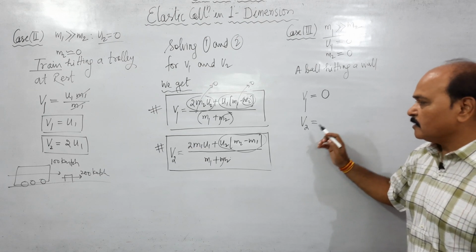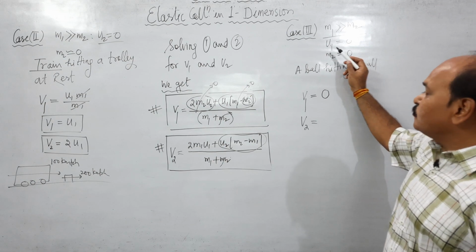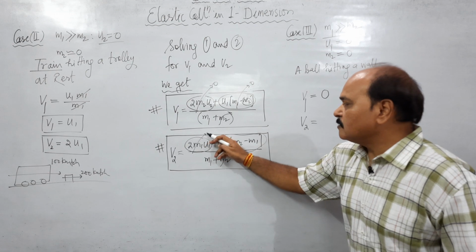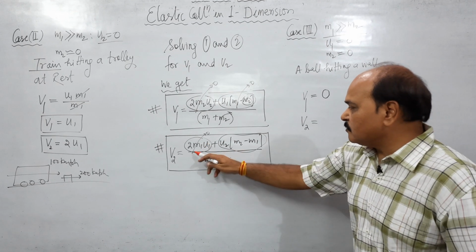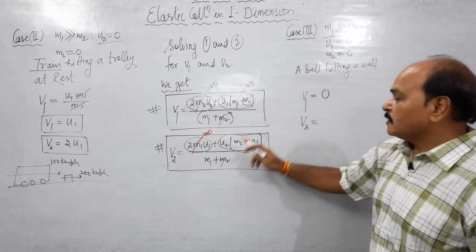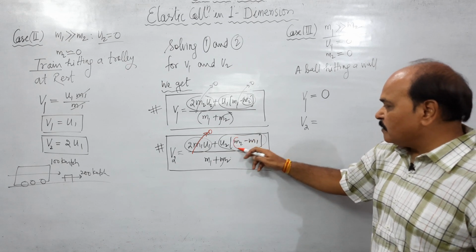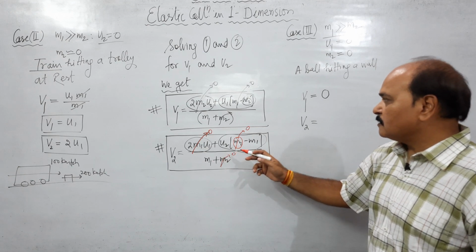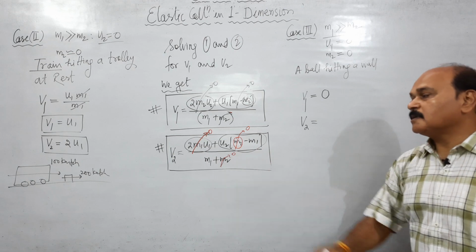v2 is very important. See, m2 is nearly 0 and u1 is 0. So u1 being 0 means this term is going to be 0. And here, only this m2 is 0. Why do we take m2 as 0? Simply because m2 is much smaller than m1.